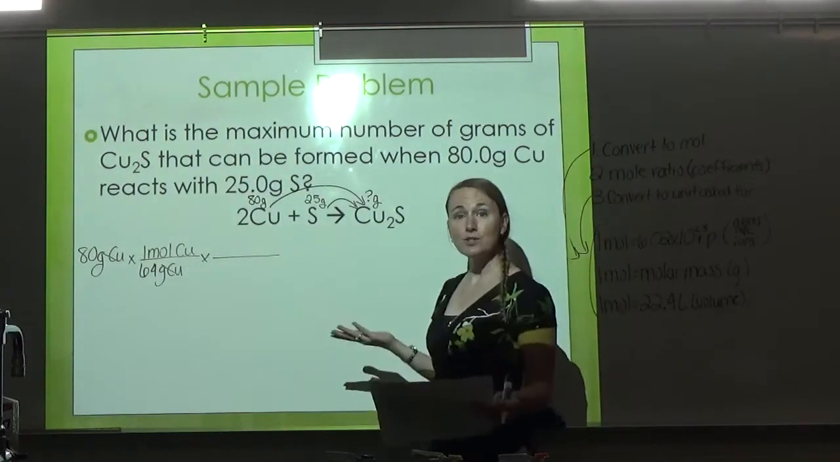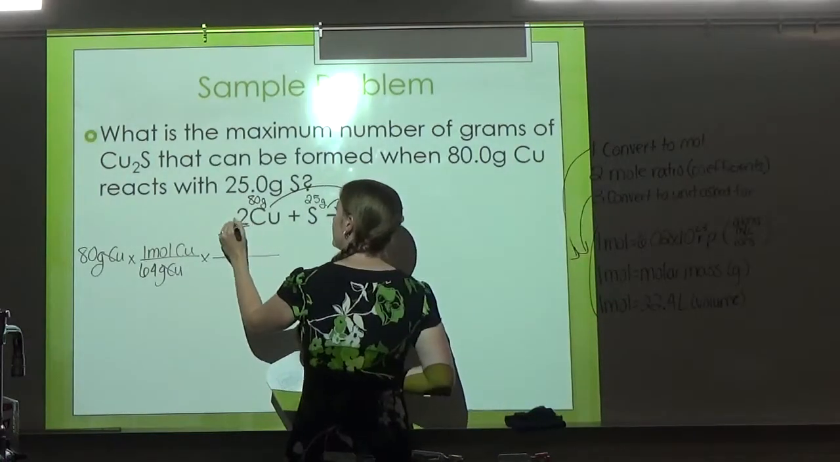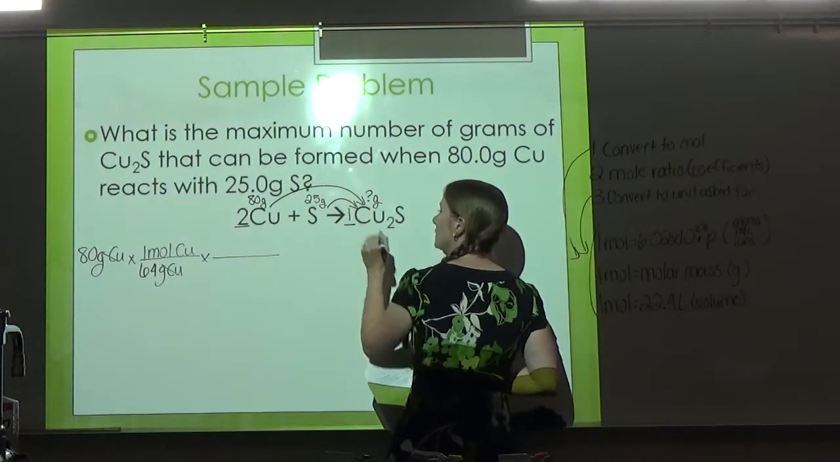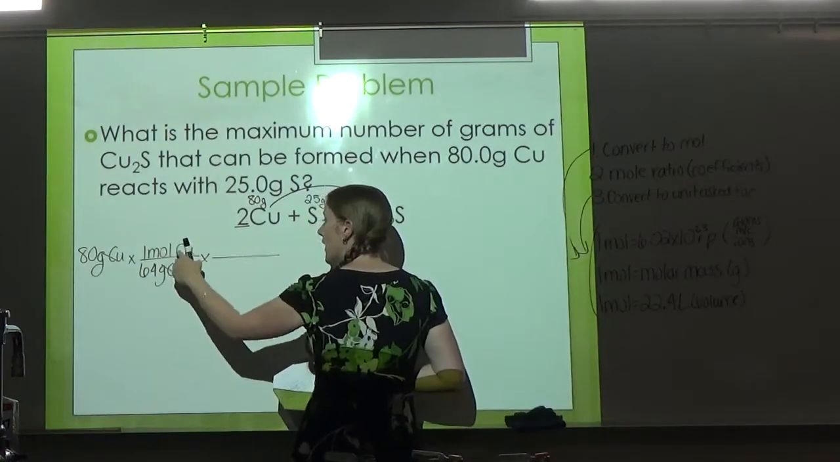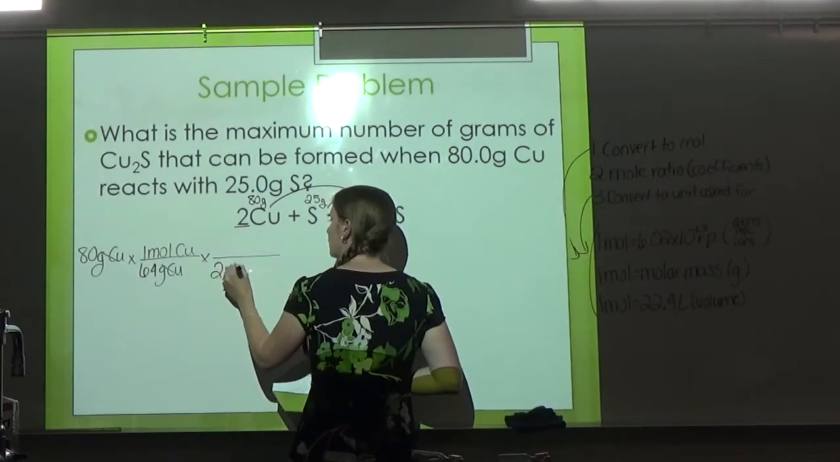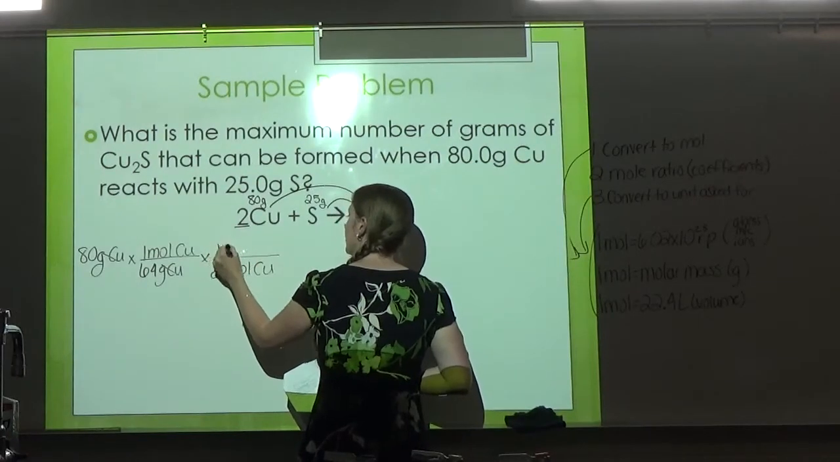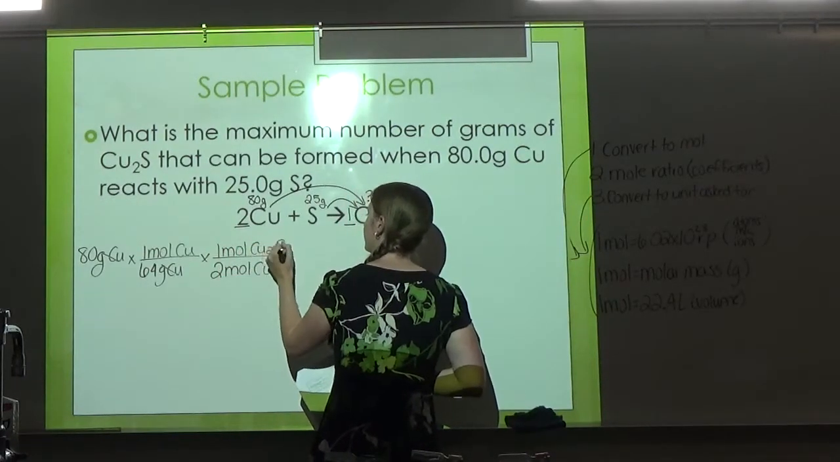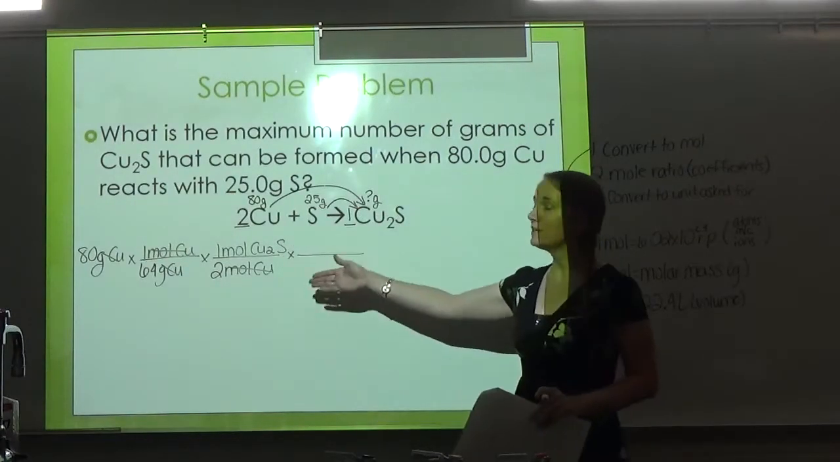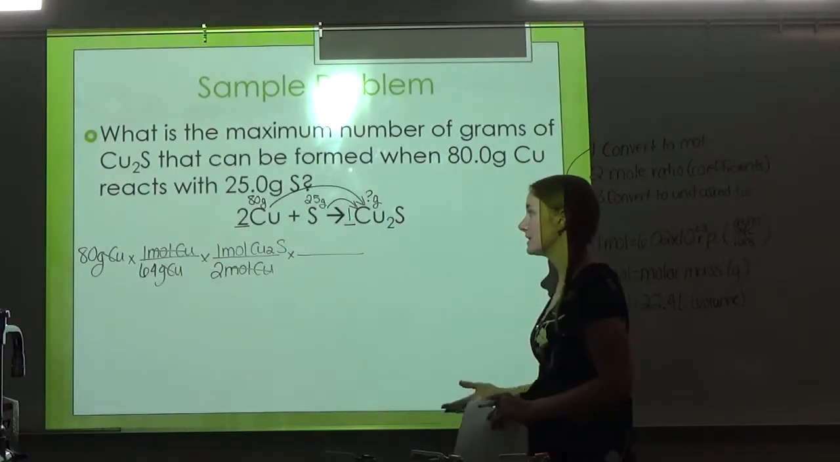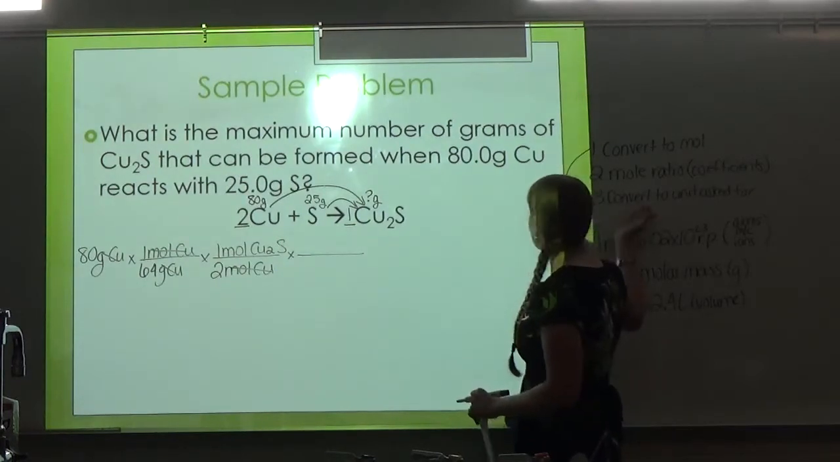Now I go to step 2, which is mole ratio. This is where I'm going to use those coefficients. I can see that 2 moles of copper is going to make 1 mole of our product. So I'm going to put the 2 moles of copper on bottom because I'm following my golden rule, and that makes 1 mole of my product. So now copper's gone. As always in step 2, we officially switch over to the other substance. So now I'm going to convert to the unit asked for.